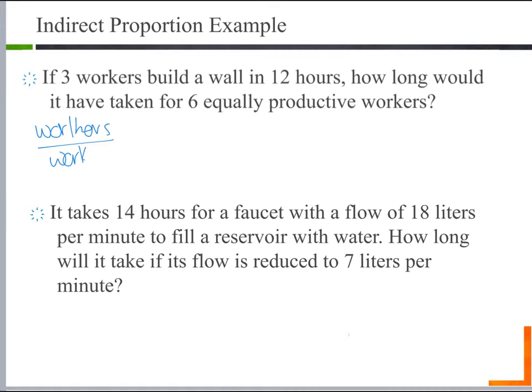together and then my time, so my hours. Now keep in mind that since this is an indirect, right, because we have 3 workers takes 12 hours, so if I increase my number of workers, it should decrease my number of hours. So that tells me that it's indirect. I'm going to flip, so the way they will match will be the numerator workers goes with the denominator hours, and then the denominator workers goes with the numerator hours.